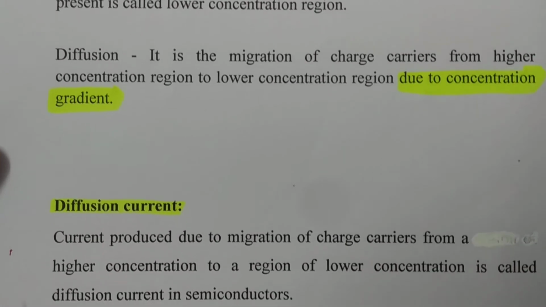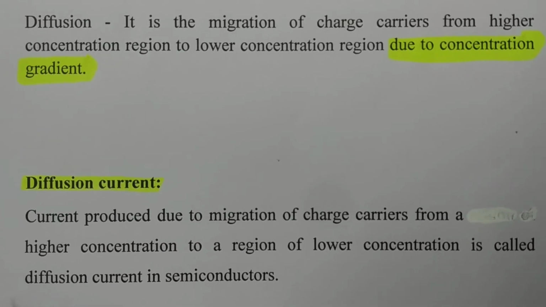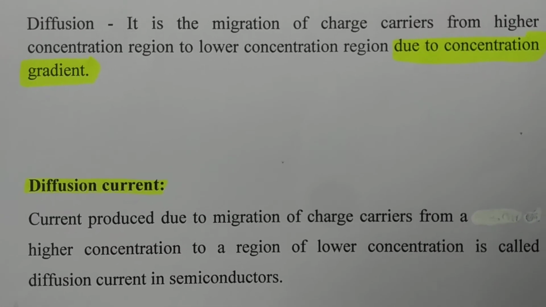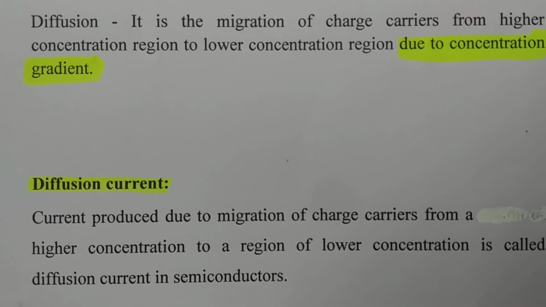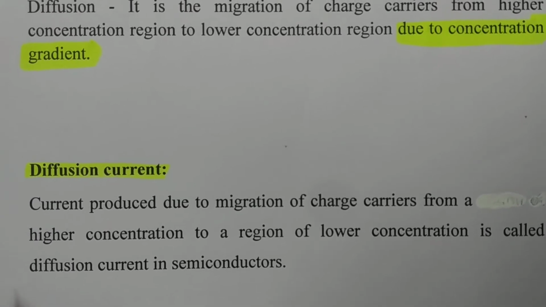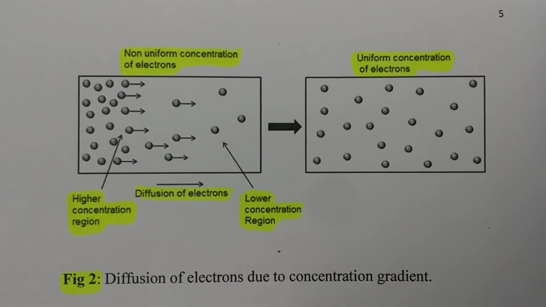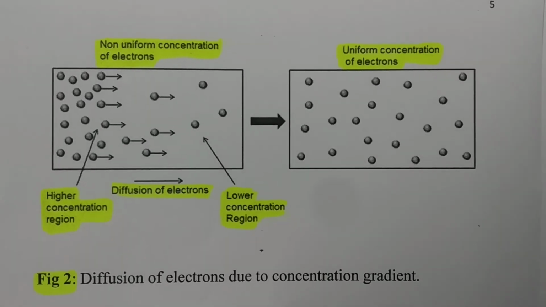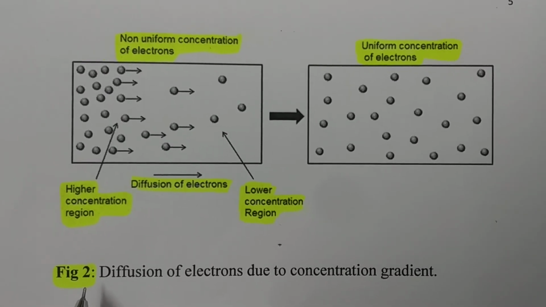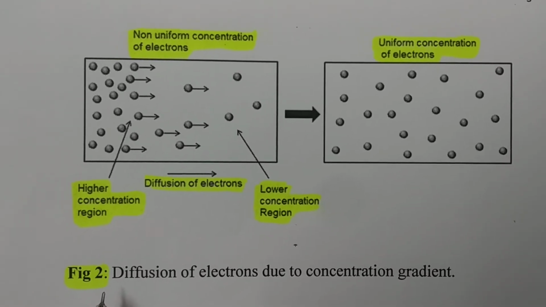Diffusion current. The current produced due to migration of charge carriers from a region of higher concentration to a region of lower concentration is called diffusion current in semiconductors. Diffusion of electrons due to concentration gradient is shown in figure.